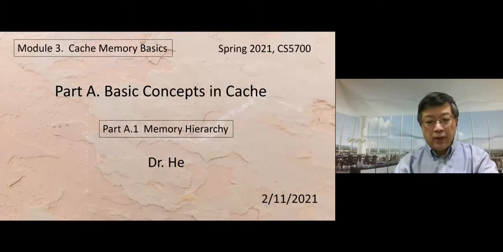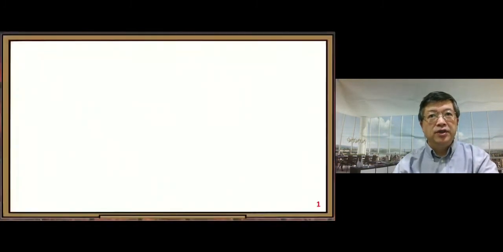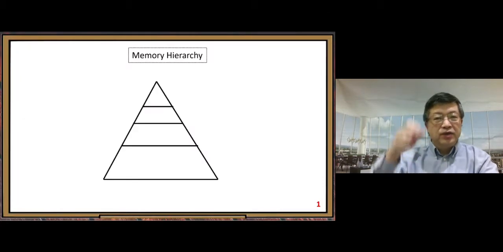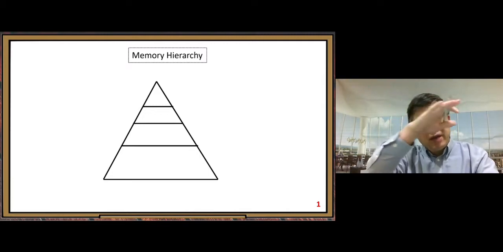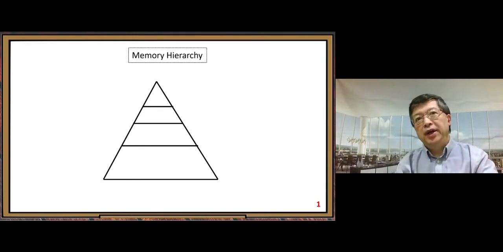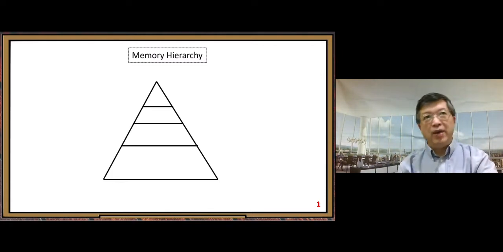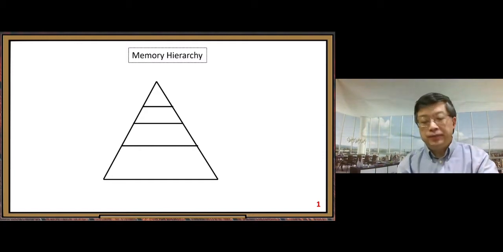8.1, memory hierarchy. First, let's try to understand this concept, the memory hierarchy concept. Here, I like to draw a pyramid of several levels of memory. Here, I use 4 levels of memory. Then we can look at their relationship and try to understand the memory performance better.